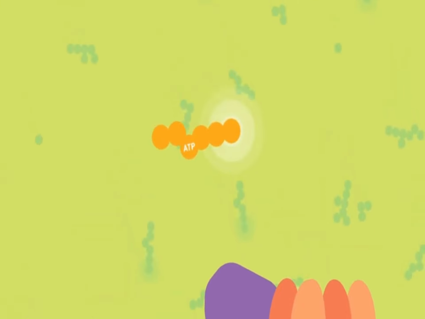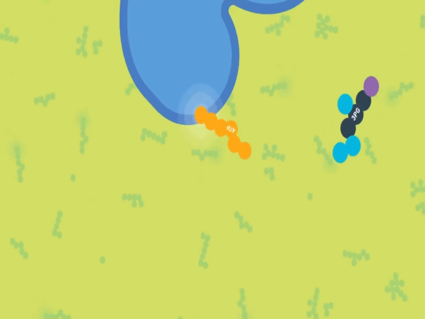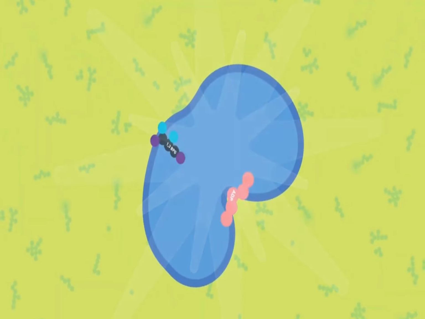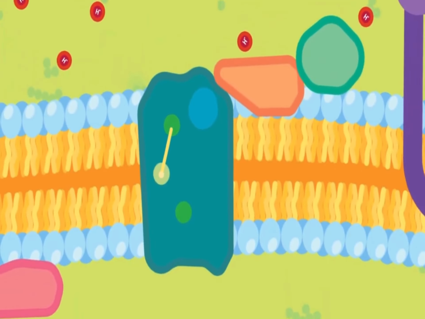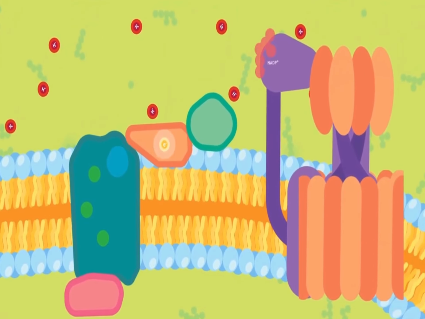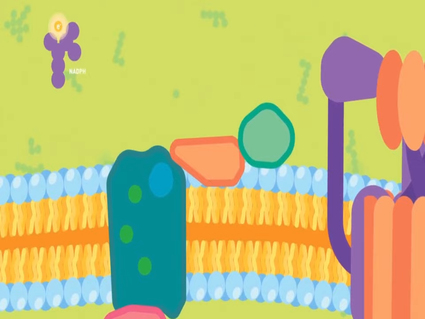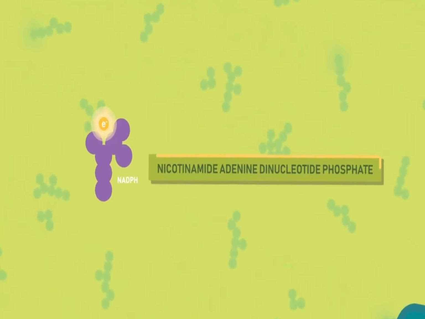The adenosine triphosphate, or the ATP, is an energy molecule that cells exchange, like currency, to release energy. The electrons going through the electron transport chain eventually end up combining with NADP+ to form NADPH, another energy-rich molecule that will be used later.